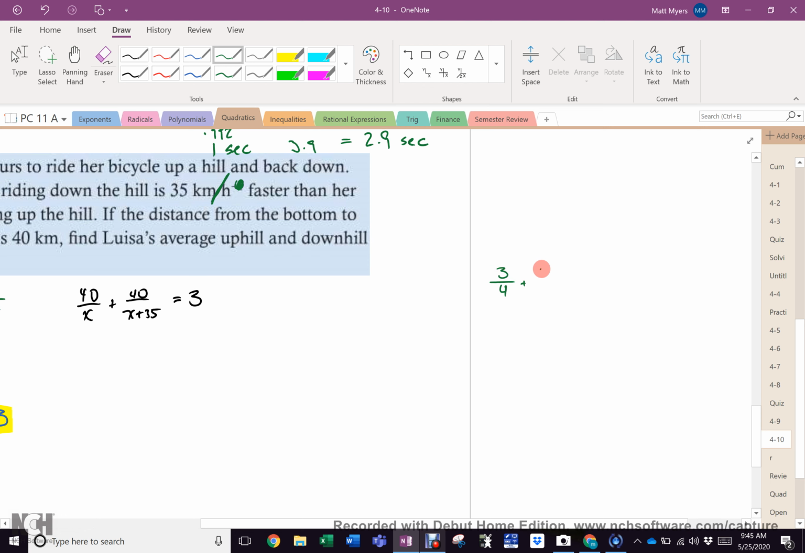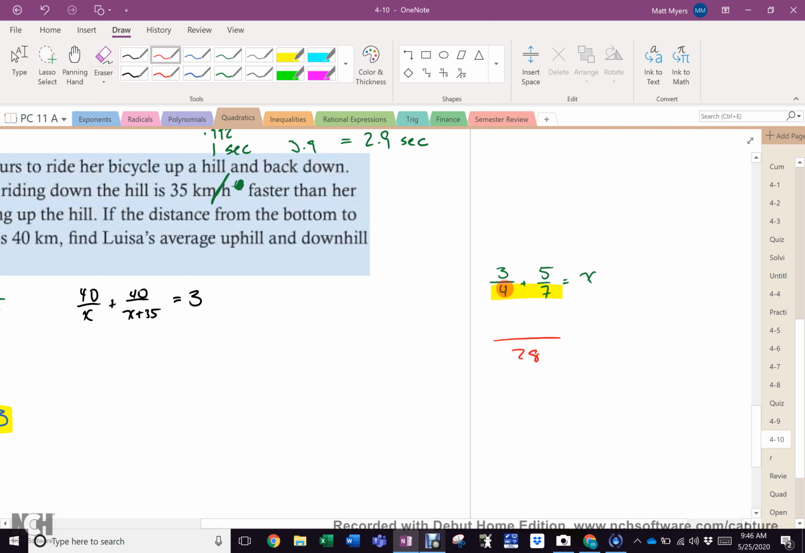3/4 plus 5/7 equals x. If I wanted you to solve that, what would you have to do? Most of you hopefully would say you would need a common denominator. And that common denominator would be 28, right?